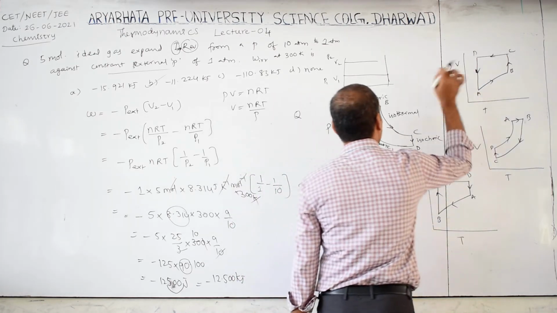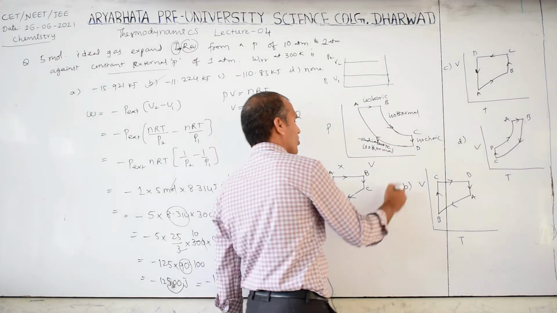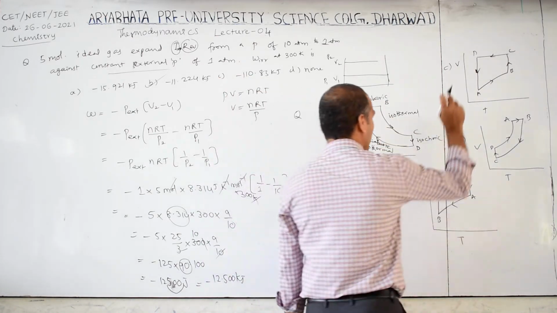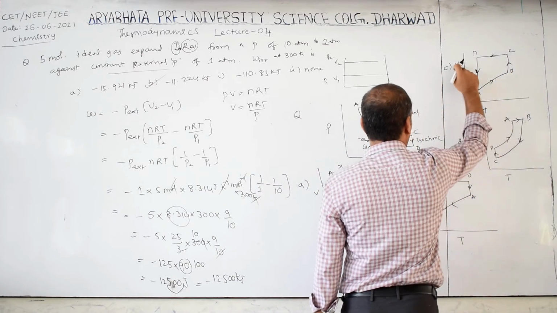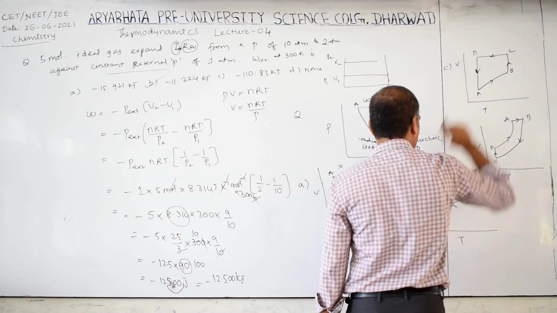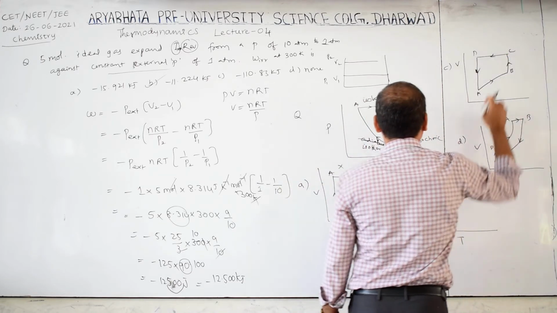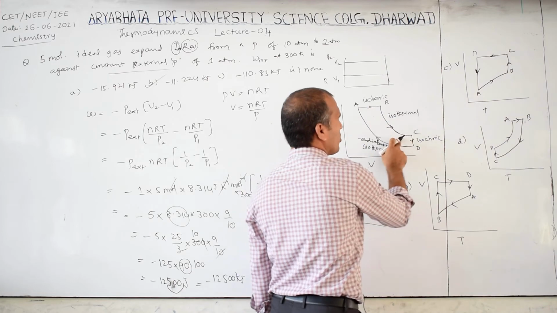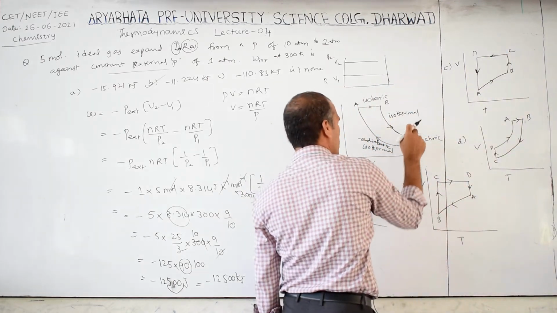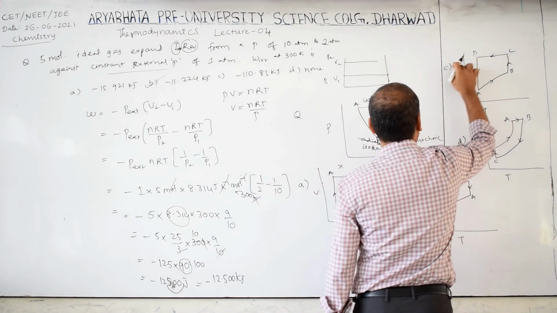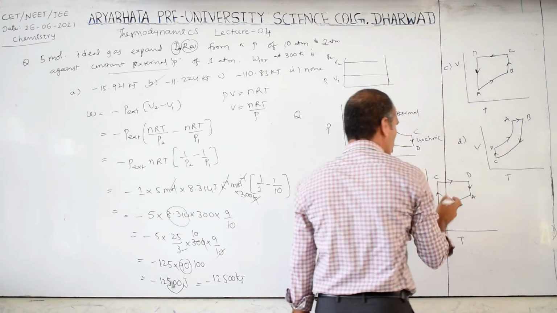Now if you see this graph, somebody will say we got the answer, therefore we will tick this one. But if you see this option also, it looks the same. A to B, volume-temperature, pressure is constant, isobaric. Then B to C isothermal, temperature is constant. C to D isochoric, volume constant. D to A again isothermal. Both are the same.